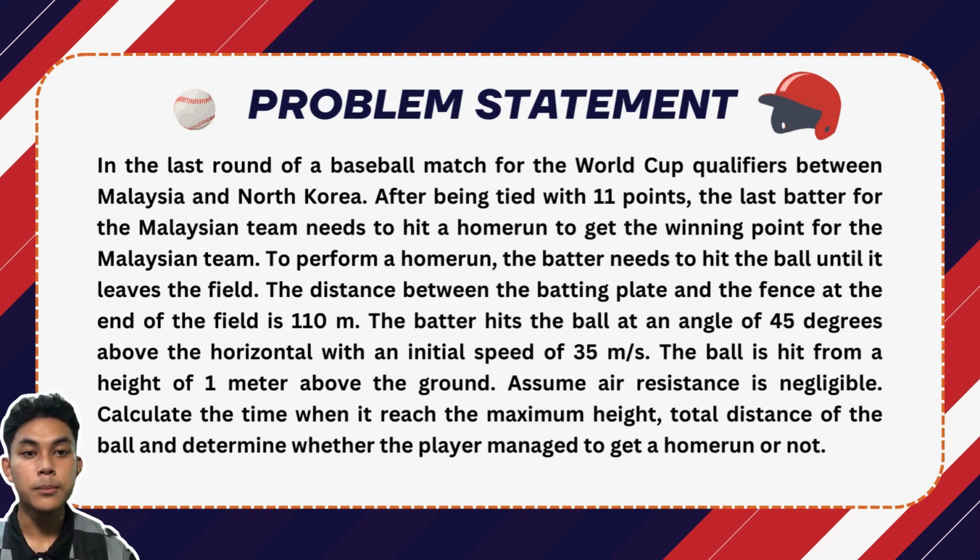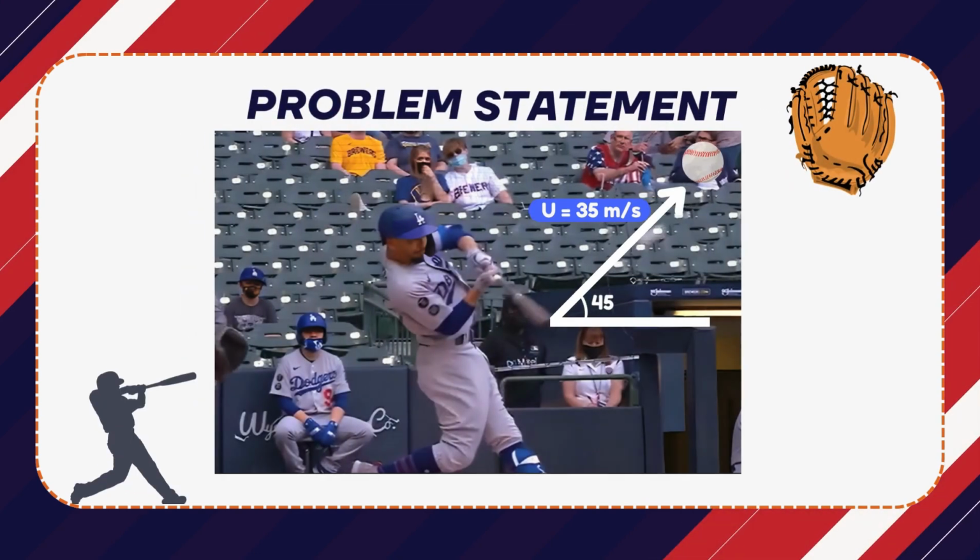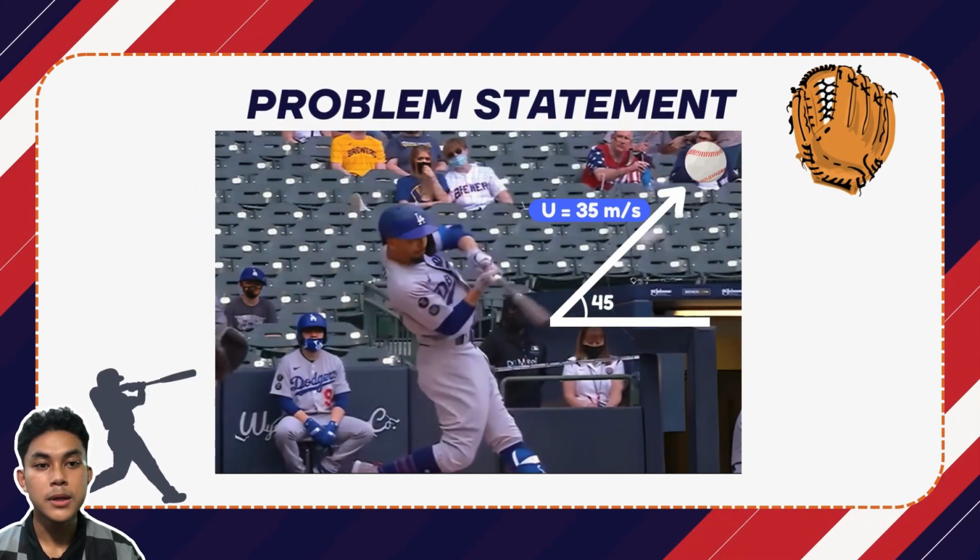The batter hit the ball at an angle of 45 degrees above the horizontal with an initial speed of 35 meters per second. The ball is hit from a height of 1 meter above the ground. Assume air resistance is negligible. Calculate the time when it reached the maximum height, total distance of the ball, and determine whether the player managed to get a home run or not. And here is an example where we will apply the projectile motion.